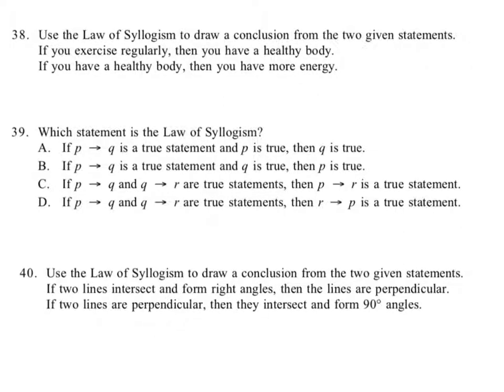Okay, this tells us to use the law of syllogism to draw a conclusion from the two given statements. Law of syllogism takes two conditional statements, and in order to be able to use it, we need to have the conclusion of one, you have a healthy body, be the hypothesis of the other, you have a healthy body. Remember, the hypothesis and conclusion don't include the if and the then part, okay? So we do have this situation where this conclusion, you have a healthy body, is the hypothesis of this one. We have a healthy body, okay?